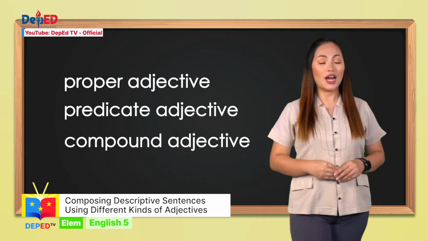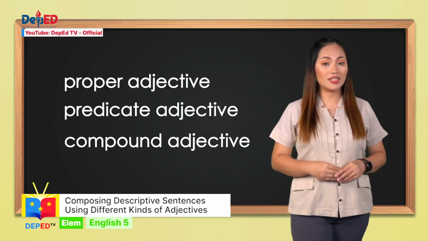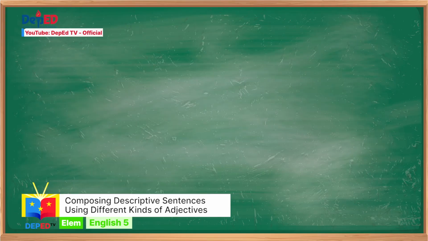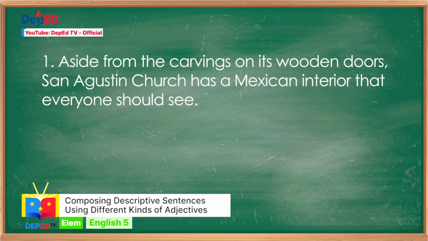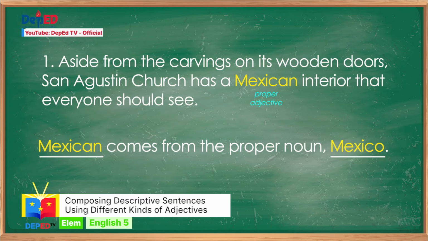Let us now go to our next activity, and let's see if you can figure out what adjectives are used in the different sentences. Number 1, aside from the carvings on its wooden doors, San Agustin Church has a Mexican interior that everyone should see. What type of adjective is Mexican? Correct. Mexican is a proper adjective. Mexican comes from the proper noun Mexico.